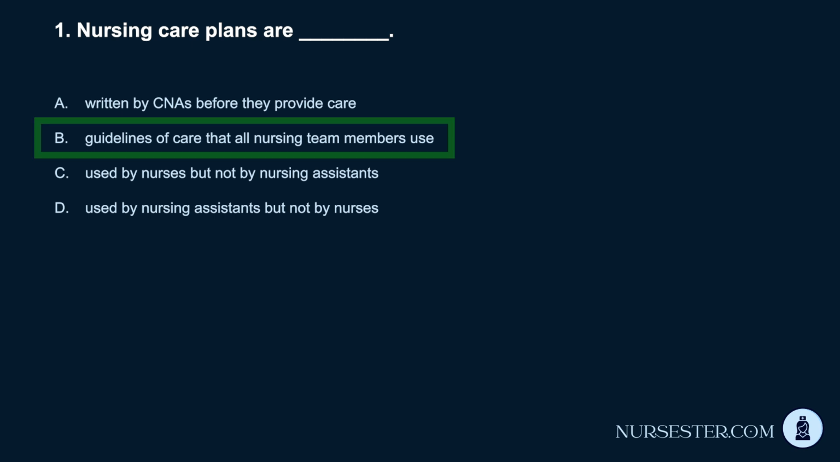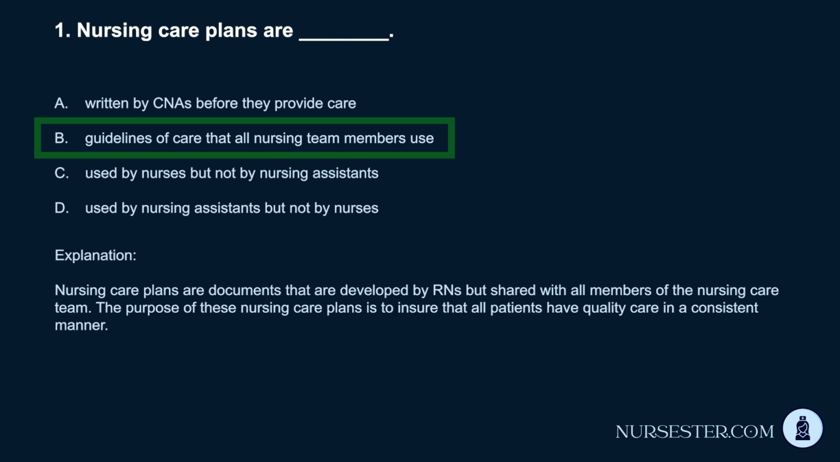Correct answer: B. Guidelines of care that all nursing team members use. Nursing care plans are documents that are developed by RNs but shared with all members of the nursing care team. The purpose of these nursing care plans is to ensure that all patients have quality care in a consistent manner.